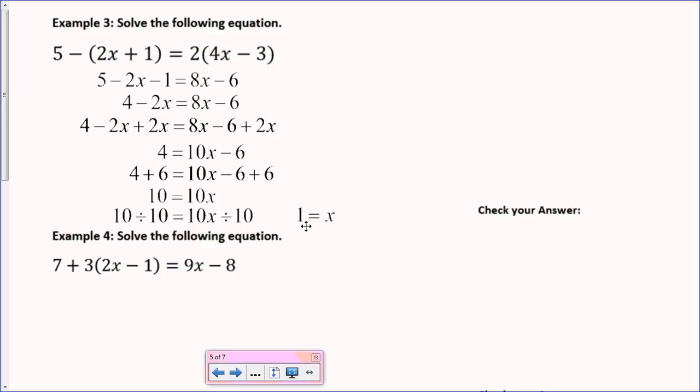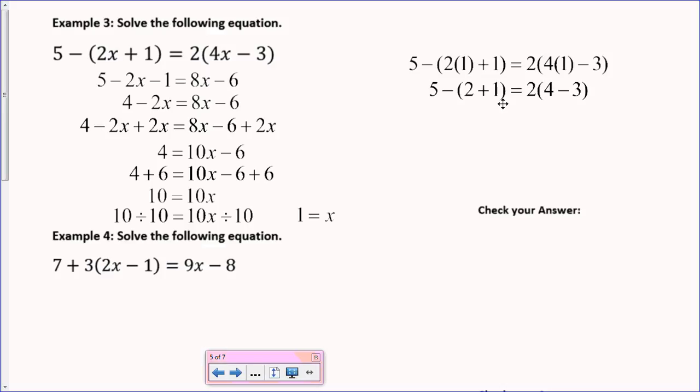You can write it this way, 1 equals x, or x equals 1. Doesn't matter, the symmetric property says they're both the same. So I can go ahead and test my answer. I'm plugging it back into the equation. So I put a 1 in for both of those x's. So I have 5 minus 2 times 1 plus 1 equals 2 times 4 times 1 minus 3. So I'm going to do the multiplication inside the parentheses first.